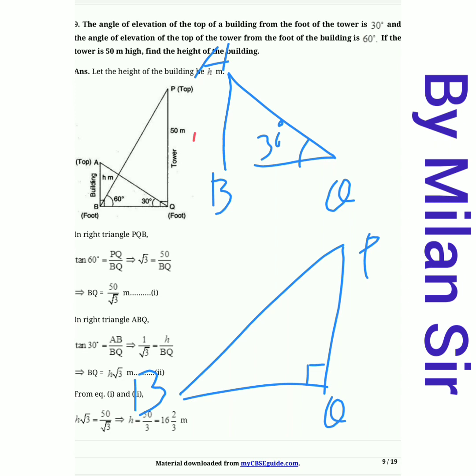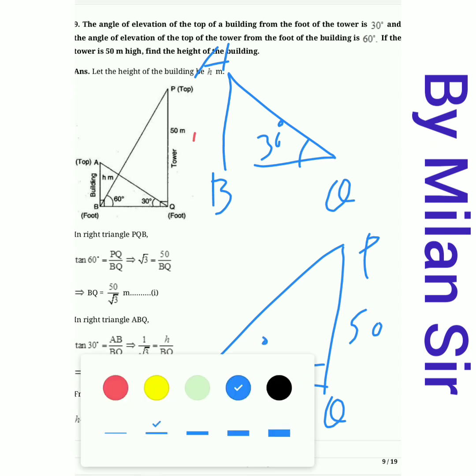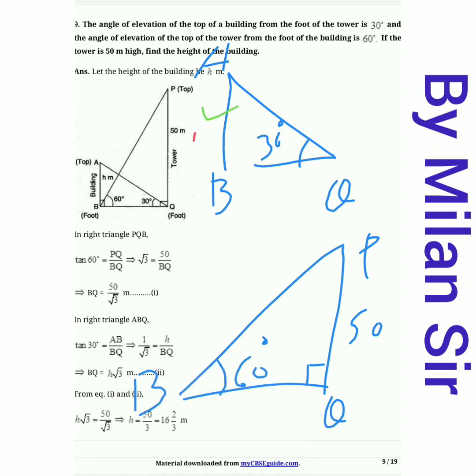In this triangle, PQ is equal to 50 and angle 60 degree. Now what do we need to find? We need to find AB, that means the height of building. But in triangle ABQ, we know only one angle. We don't know any other side. So we need to know either BQ or AQ.